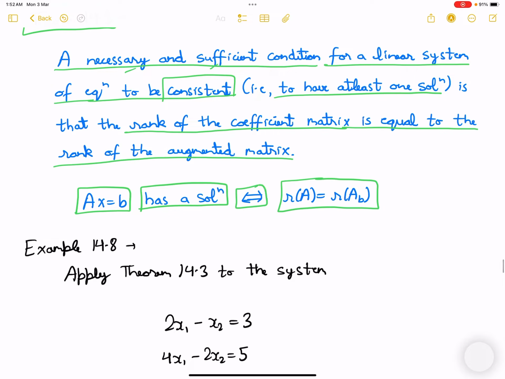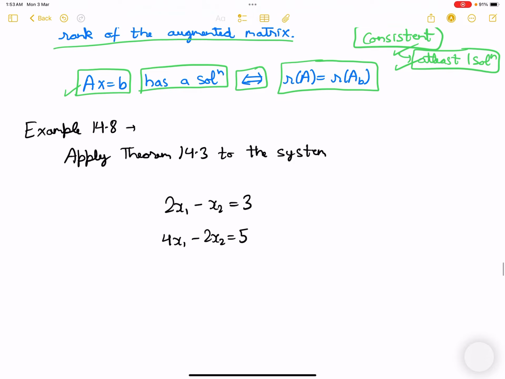So it is a double implication. Basically, if rank of A equals rank of A augmented B, then in that case we know the system of equations would have a solution. It is consistent. By consistency we mean that it would have at least one solution. Then a system is said to be consistent. Repeating again, the system would have a solution, that is, it is consistent, if rank of A equals rank of A augmented B. Okay, now let's apply this theorem to the following system of equations.